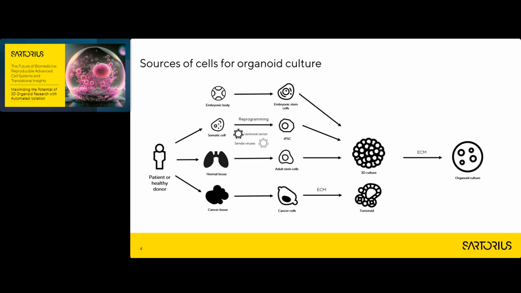So there are different options that we can utilize. We can take somatic cells, reprogram them into induced pluripotent stem cells, and then culture them again in a 3D structure. Alternatively, we can also take cells from normal tissue and extract adult stem cells that again will form this 3D structure, and upon addition of extracellular matrix, we get an organoid culture. As well, we can also derive organoids from, for example, diseased patients. For example, from cancer tissue, we take out the cancer cells, add the extracellular matrix, and we generate a 3D structure that is more often referred to as a tumoroid.